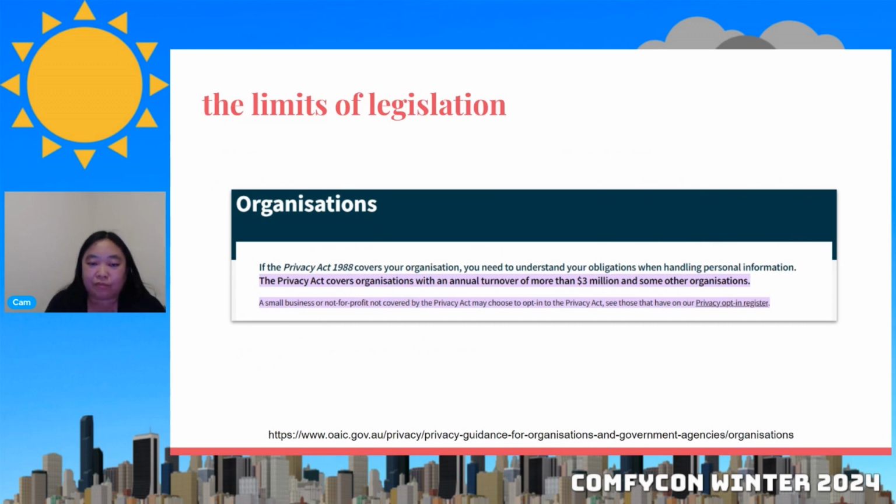In this case, the Privacy Act, which covers notifiable data breaches, currently only covers organizations with an annual turnover of more than $3 million. That doesn't cover your small businesses, your real estate agents, anybody that may have a lot of personal information. They're not held to the same standards as a large corporation.